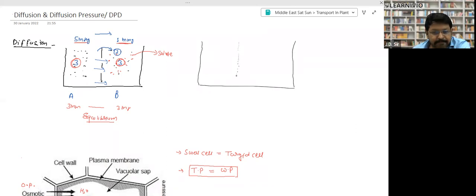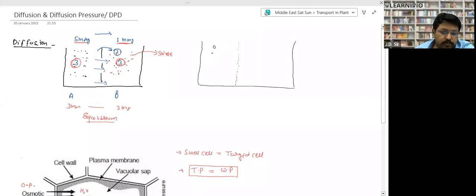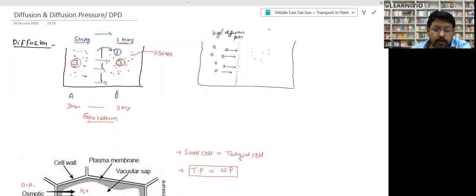Suppose that this is the membrane. So the molecules put pressure while diffusing. When these sugar molecules, suppose that these are the sugar molecules, these molecules put the pressure on this membrane, right? And this pressure is called diffusion pressure, right? So here will be high diffusion pressure, and here the concentration of sugar molecules is very low, so here will be low diffusion pressure.